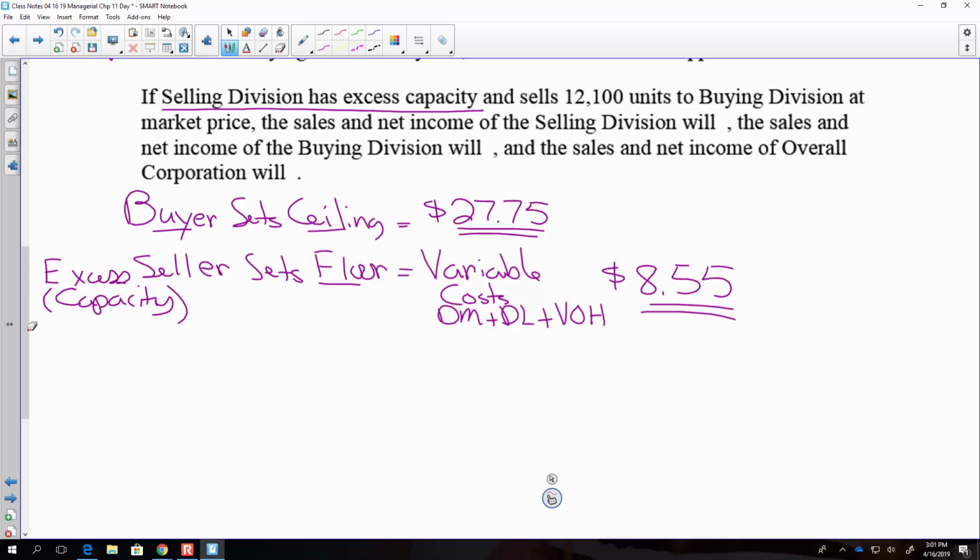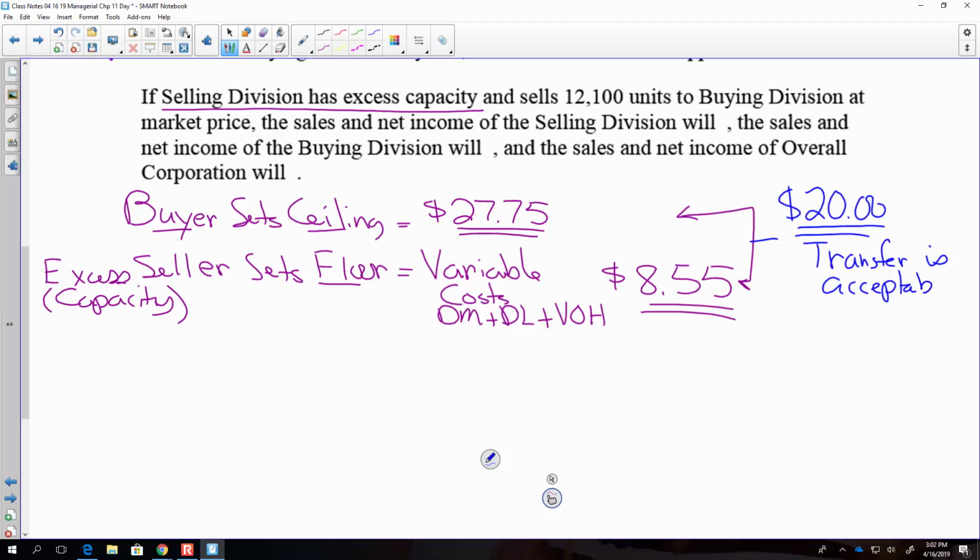What a range. So I could sell it for 10 between companies. I could sell it for 15, 20, 25, whatever it is. So let's be nice. Let's negotiate the price and make it $20. Obviously, I'm between the ceiling and the floor. This transfer is acceptable. The transfer is acceptable at the $20 mark.